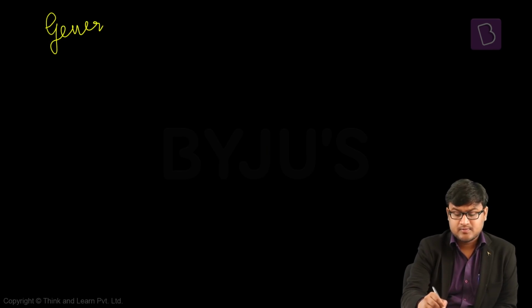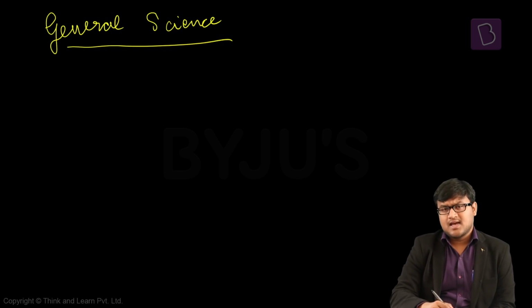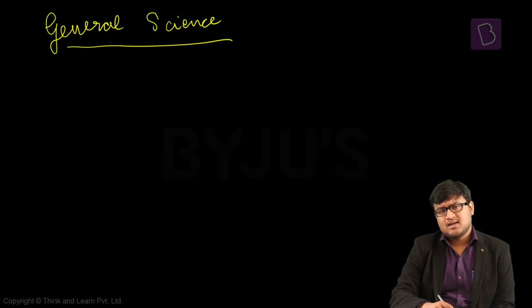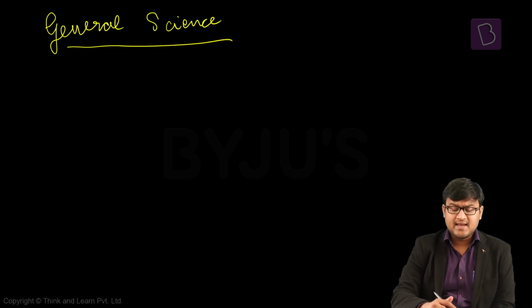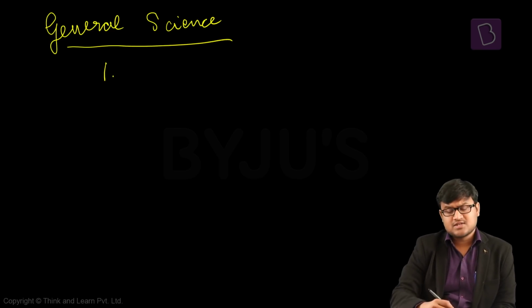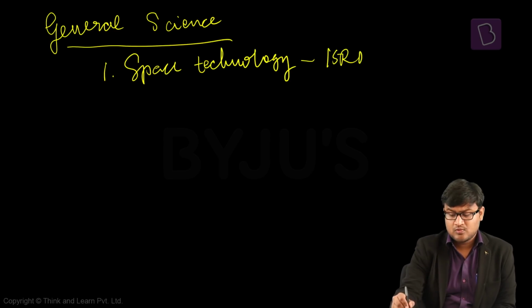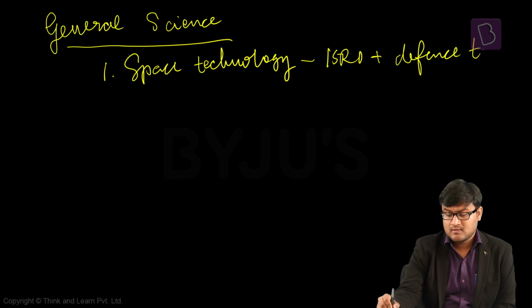Now the last part of preliminary paper 1 is general science. Although general science can be very broad, it can cover literally everything, right from chemistry to biology, physics, everything. If you see the trend of UPSC, they tend to ask you questions mainly from the following. First one, space technology, that is ISRO, plus different defense technologies like missile systems, etc.